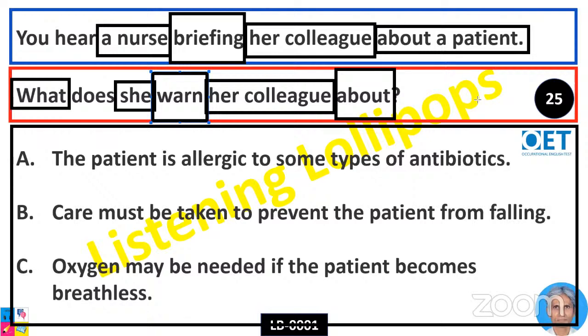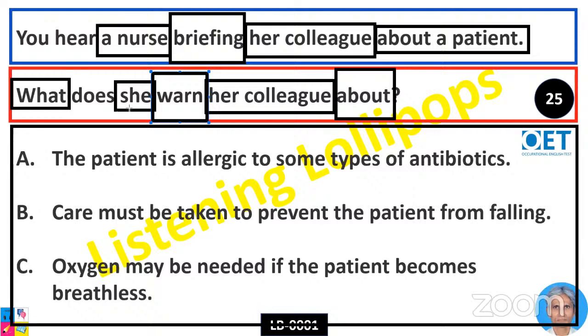She is warning her colleague. When do you warn? When some problem is there, you give a warning. You give a warning when there is something serious, a life and death situation, a problematic, unsafe, dangerous situation. You ring the warning sign. You warn them. That's what it is. Now, warning about what?